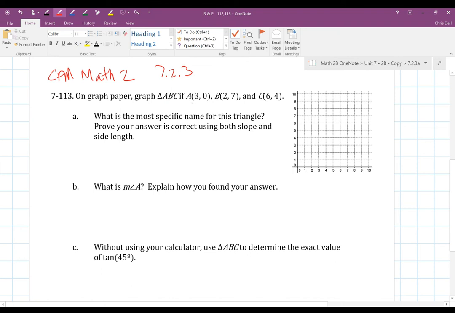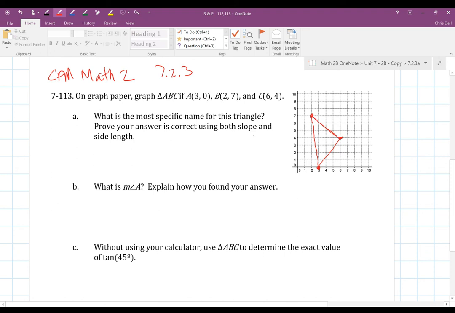So I've got A as (3, 0). So this is where A is. I've got B as (2, 7). So 2 up to 7. And C is (6, 4), right? So right here, I'm going to connect my dots, connect my vertices. I have my triangle, okay? So there's my triangle.